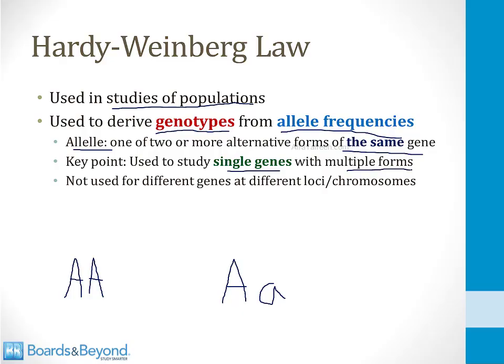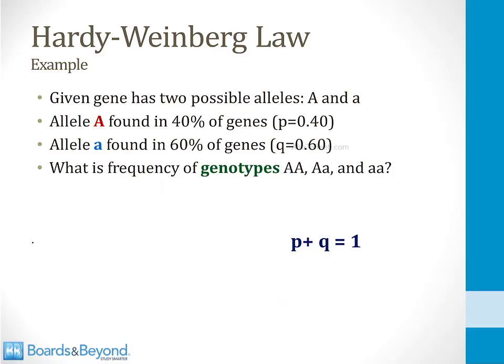And an important distinction that you need to understand as a student is that this law is not used for different genes found at different loci on chromosomes or on different chromosomes. Different rules apply in those scenarios. This only applies to single genes that exist in multiple different alleles. To make this more clear, let's go through an example.